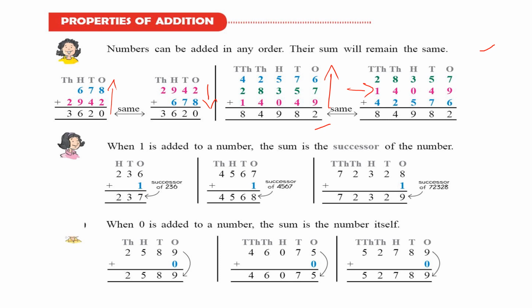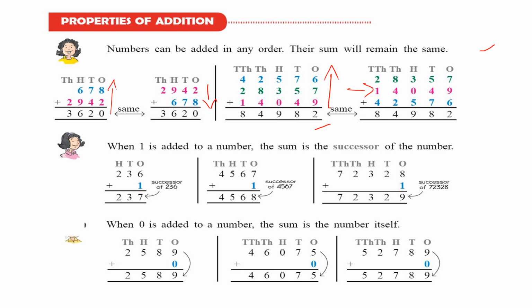Yes? When 1 is added to a number, the sum is the successor of the number. We know what is a successor and a predecessor. Right? Successor means adding 1 to the given number. Predecessor means subtracting 1 from the given number. This we know from our earlier classes. We studied what a successor is and what a predecessor is. Successor is adding 1 to the given number.